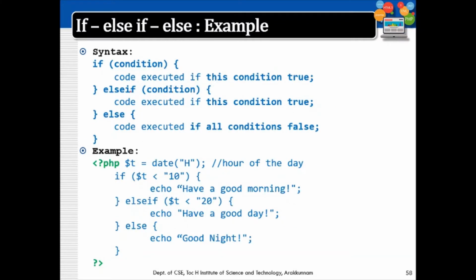If else if also has the same format that we use in C. If, bracket condition, else if, and remember there is no space in between, else if condition, and finally there is an else statement. If all the previous conditions are false, this will be executed. So here is an example of using if else if else.